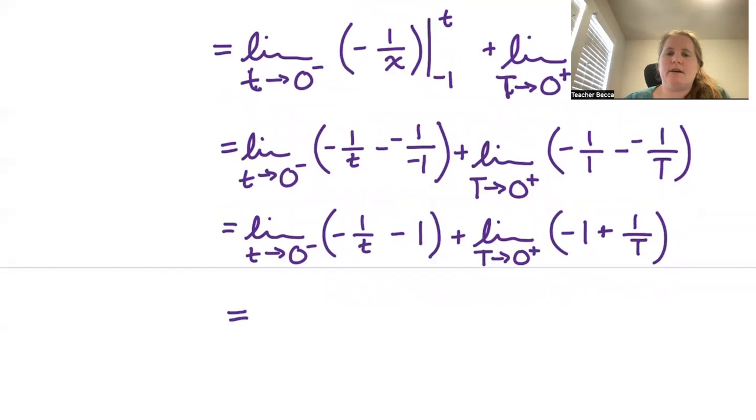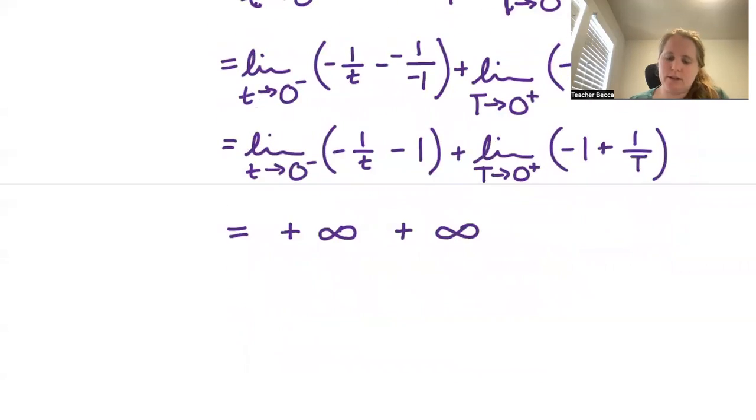This gives us, if t approaches 0 from the left, negative 1 over t will go to positive infinity. And then the limit as capital T approaches 0 from the right, a positive 1 over t will also go to positive infinity. So we have an infinity plus infinity case, and we just wind up with positive infinity. So in this case, we get that our improper integral is unbounded and it is infinity.